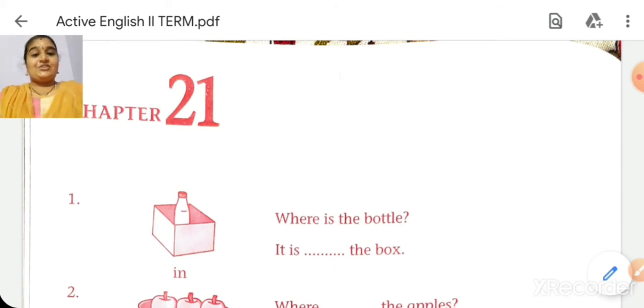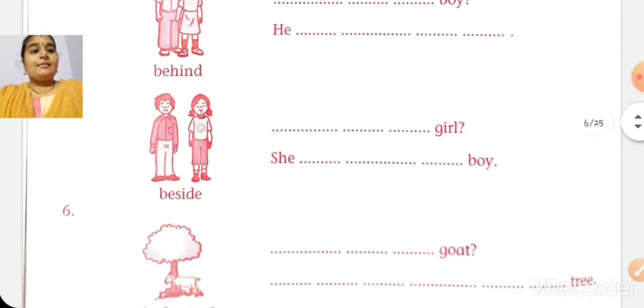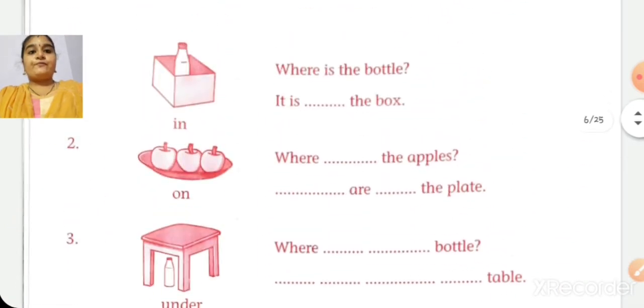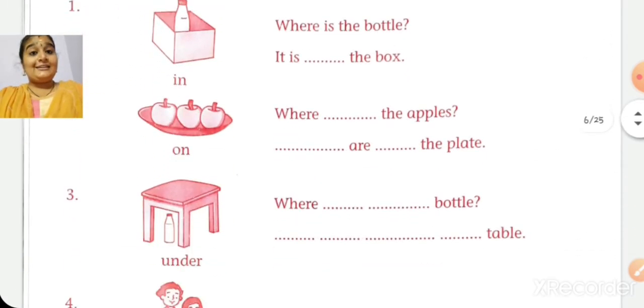Yes. So, today in our English class, we are going to write the active English, okay? Ready? Take out your book, children, active English book. Did you all take your active English book? Take chapter number 21, page number 32. Chapter number 21, page number 32.